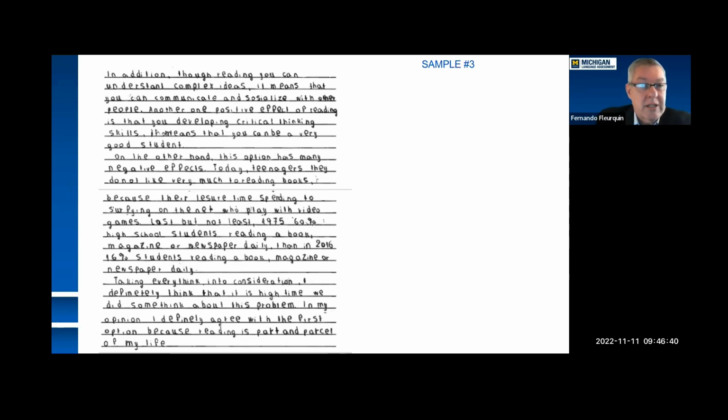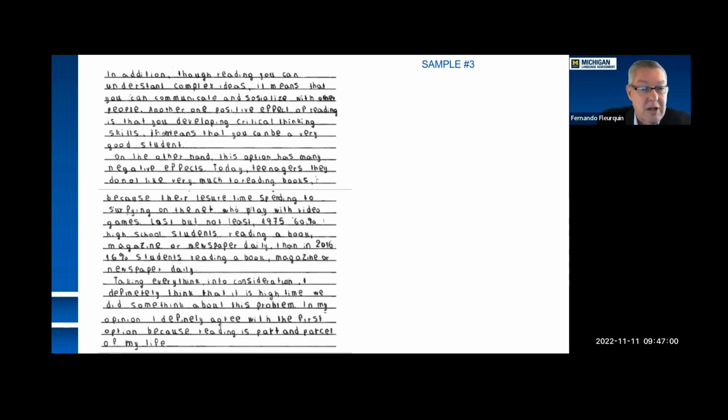In addition, though reading you can understand complex ideas, it means that you can communicate and socialize with other people. Another one positive effect of reading is that you developing critical thinking skills. It means that you can be a very good student. On the other hand, this option has many negative effects.